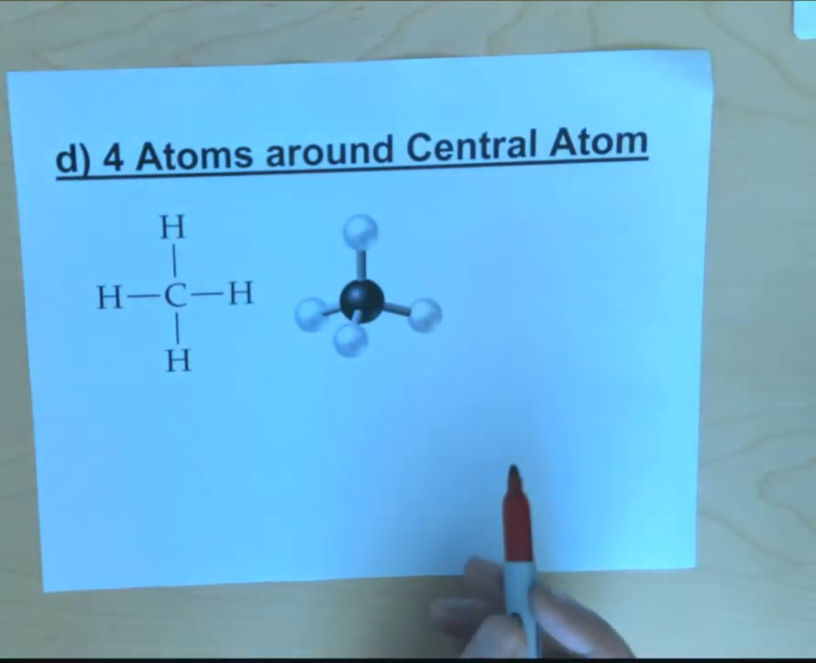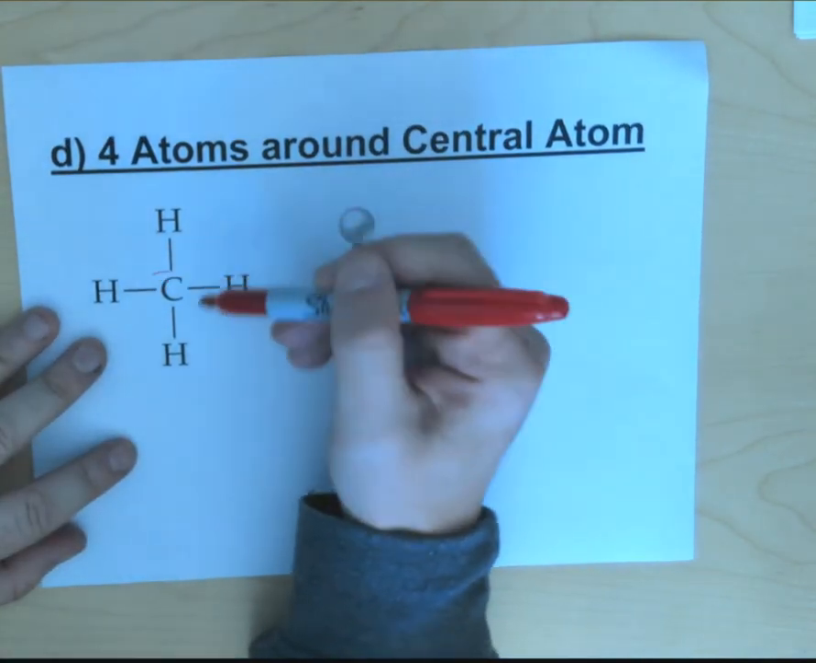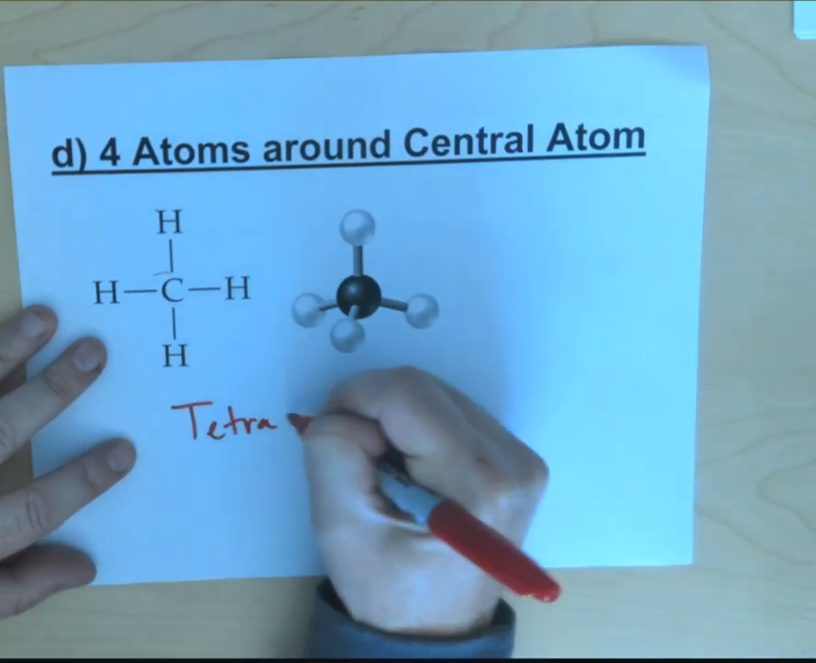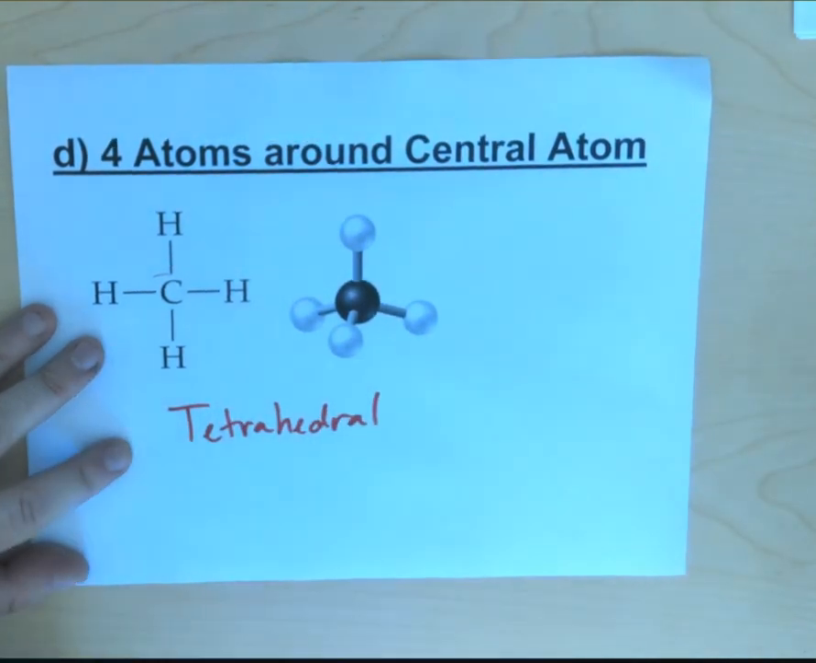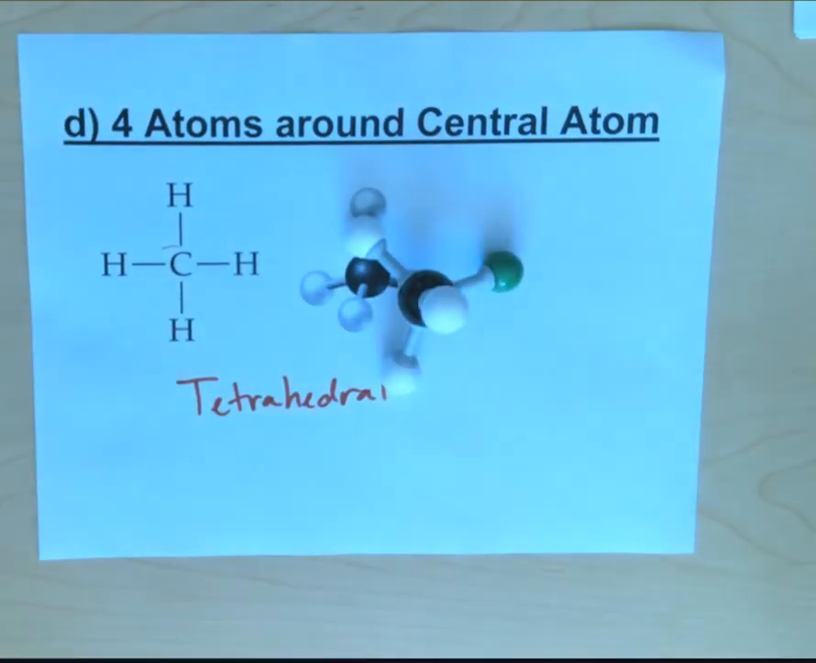And finally, 4 atoms around the central atom, like this, will always give you the same shape called tetrahedral. Here's a model of a tetrahedral shape.